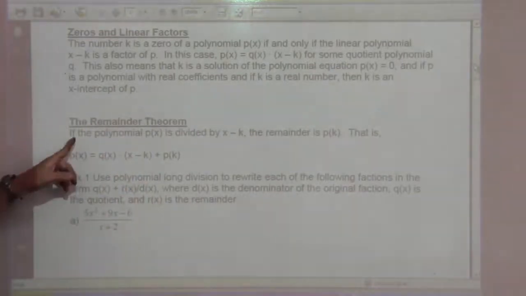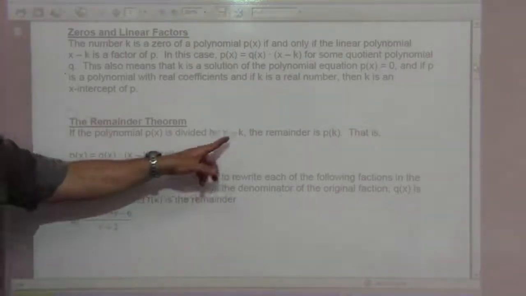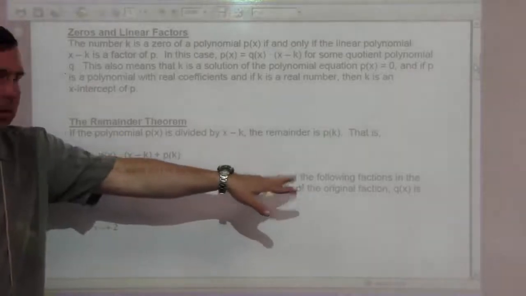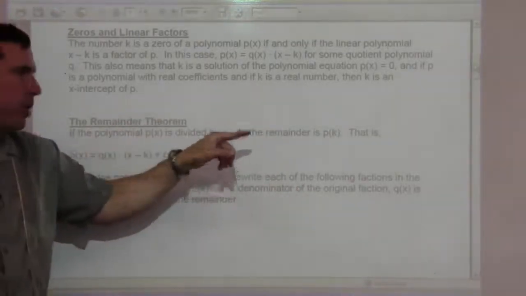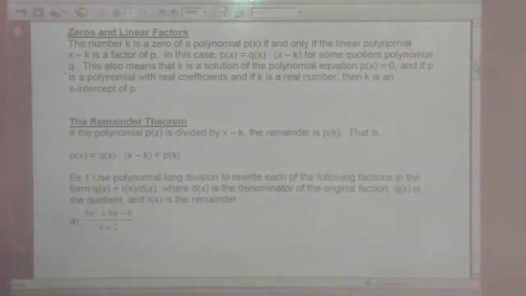The remainder theorem. If the polynomial p of x is divided by x minus k, the remainder is p of k. That's a really cool result. You can go through all the work of plugging this in, or you can just do the division and the remainder is what you get for plugging it in.